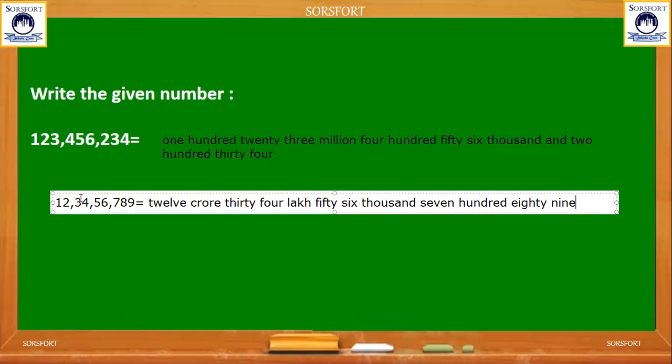So the same digits, but while writing in Indian, we put the comma after 2 digits, and in international we put the comma after 3 digits. Hope you have understood. Okay.